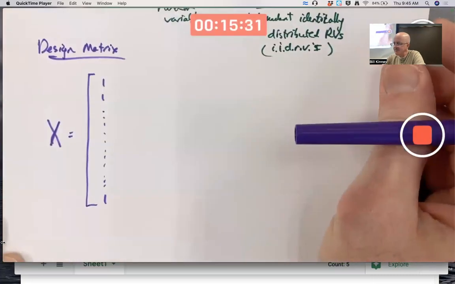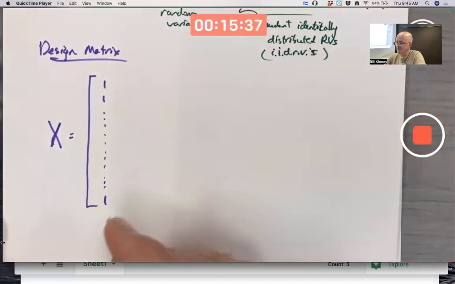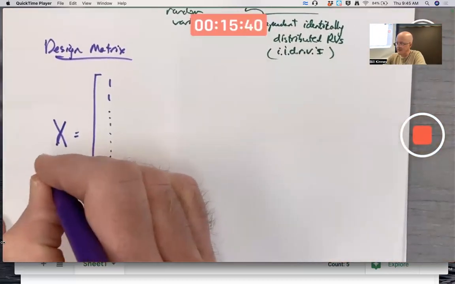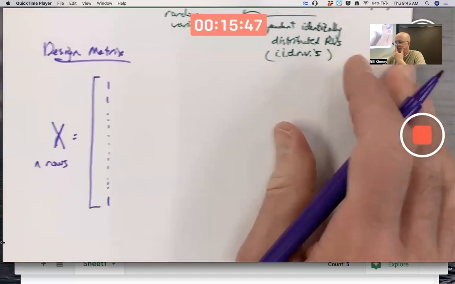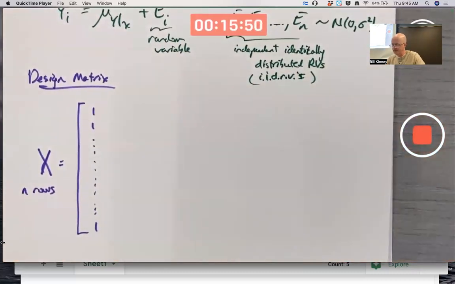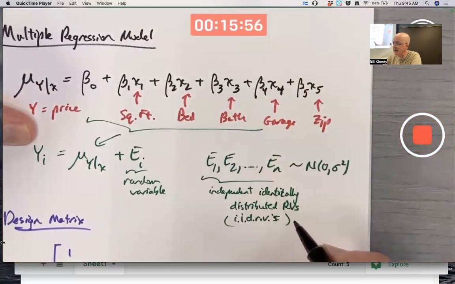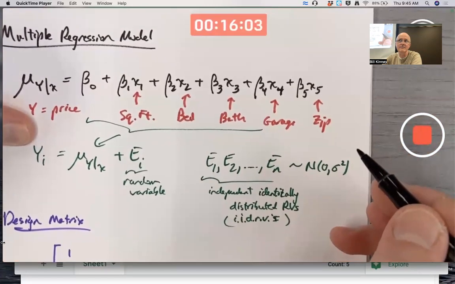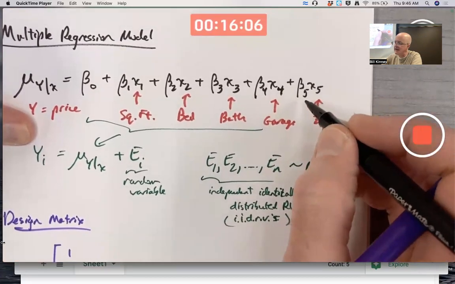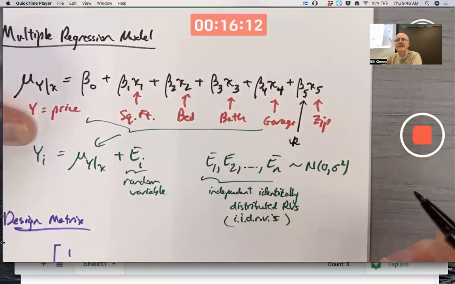How many rows are there? There's n rows. And how many columns will there be? The number of columns corresponds to the number of betas. Now the subscripts on beta start at 0. So you can see since the last one's beta 5, that means there's 6 betas. That last subscript in general is typically labeled with the letter K in the book. And so in general, there are K+1 columns.